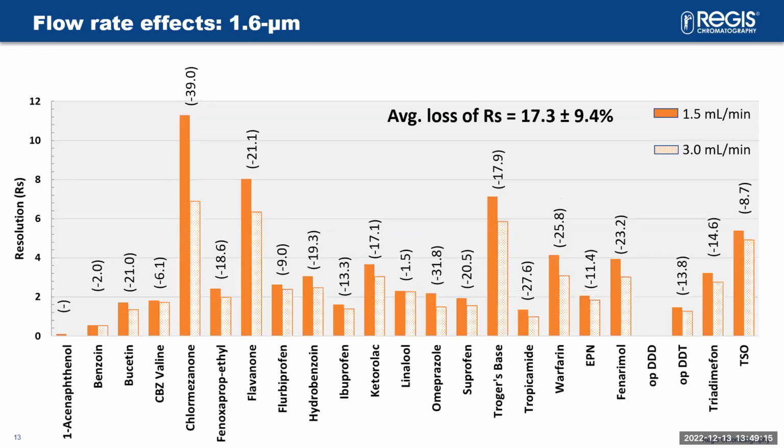And it's actually a very similar situation with the 1.6 micron particles. Increasing the flow rate resulted in resolution losses again in every case. And again, the average resolution loss was about 17%.